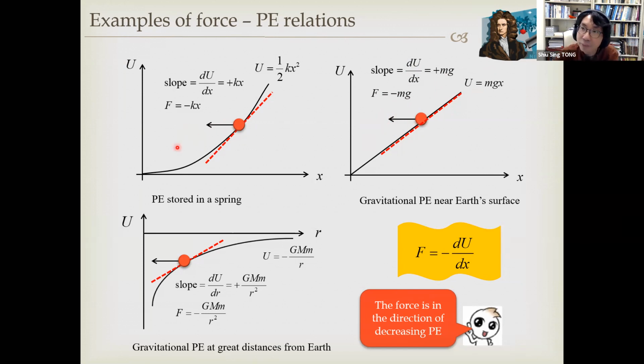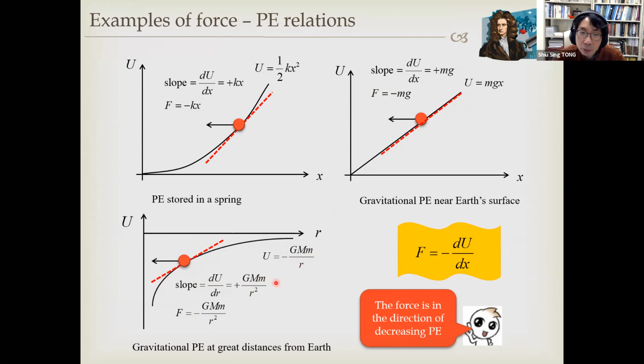Again, you go down the slope. And how about the object that is placed very far away from the Earth? The potential energy goes like this, minus GMm over r, right? When you differentiate with respect to r, you get plus GMm over r squared, because differentiating 1 over r gives an additional minus sign. So the minus sign cancels with this minus sign, and you get plus 1 over r squared. But do not forget the minus sign before dU/dr to get F. And so the gravitational force will then be minus GMm over r squared.